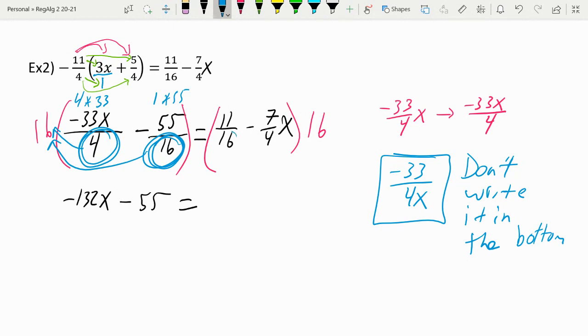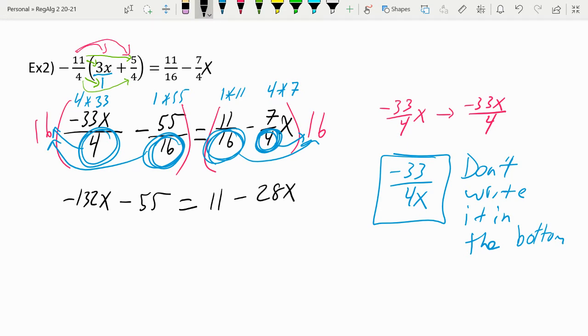Over here on the right side, 16 goes into 16 one time. 1 times 11 is 11. Last time we have to do this: 4 goes into 16 4 times. 4 times 7 is 28, so minus 28x. Now we solve just like we've always solved. Nothing tricky here.